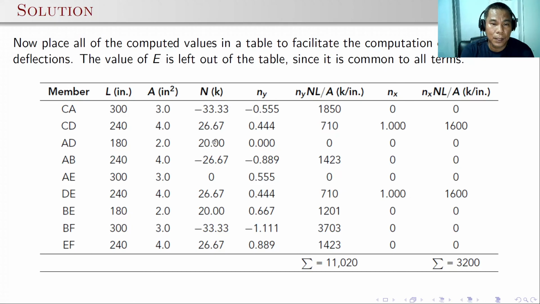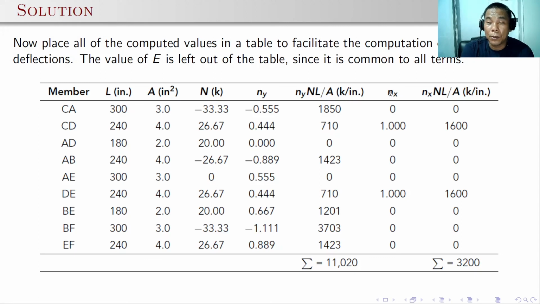So you can see here compression is negative, tension is positive, and then the internal forces due to the unit load applied vertically, small n sub y. Again, for the forces in the members, positive is tension, negative is compression. Then you can just multiply these columns to get the sixth column: n_y times capital N times the length L over the cross-sectional area A. Here it will give us a unit of kips per inch.